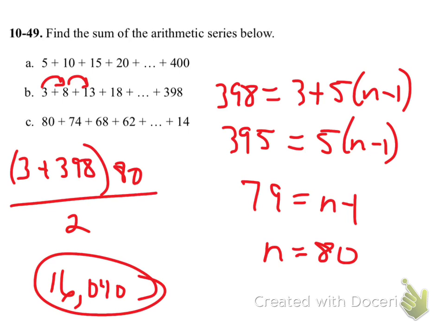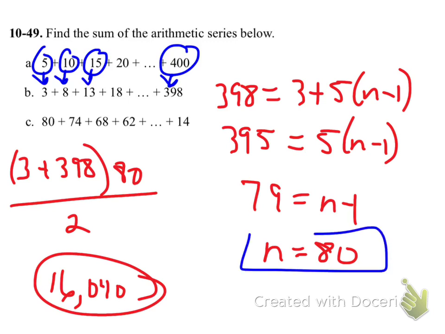Now, there's a couple of things that you may or may not notice from this problem and problem A. First of all, every term is 2 less than the previous term. So when I look at that, A ends at 400, and the second series ends at 398, I should have then known already that there was going to be 80 terms, because it's going to have the same number of terms as A.